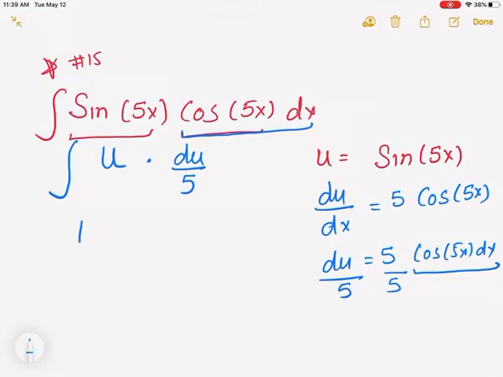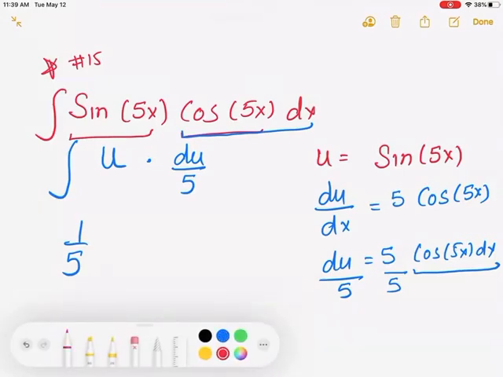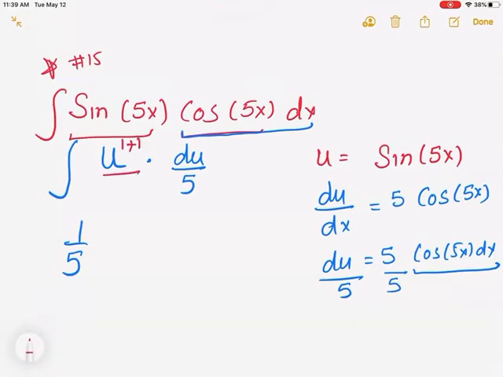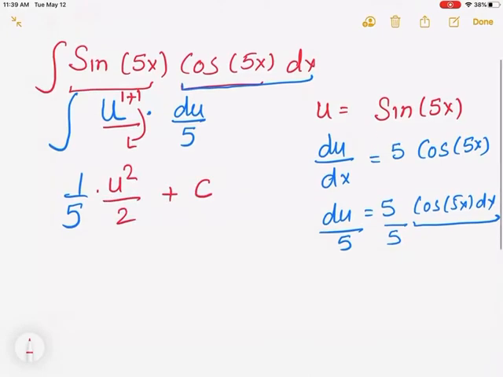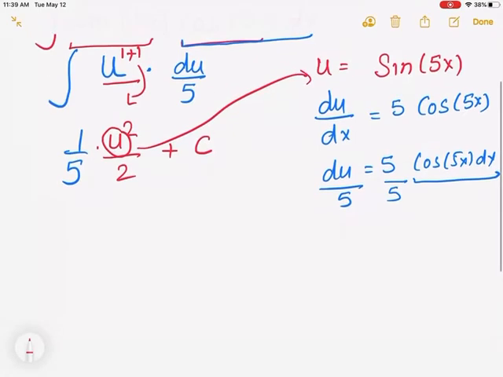The rest is pretty much easy: I factor out 1/5, and I have u left in there. So this is where I do a normal integral: add 1 to the exponent and divide by the same thing. This becomes u squared over 2 plus c, and at the end, replace u with the original expression, sine of 5x. That would be your actual answer.